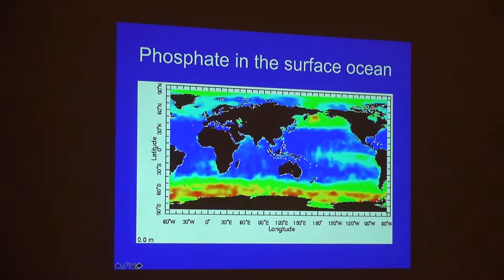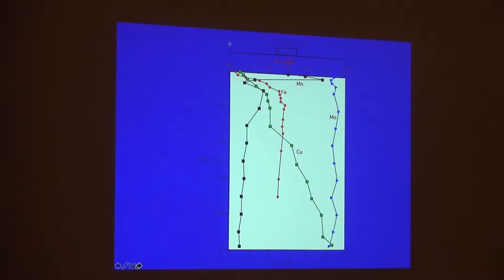Several years later, I remember exactly when this first came out, it was in 1988, and I was in Annapolis with several of my colleagues at a meeting, and this paper appeared in Nature by the late John Martin saying that iron was a limiting nutrient and everybody else had measured it wrong. That the actual concentrations of iron in the ocean were one to two orders of magnitude lower than everybody else had ever measured it.